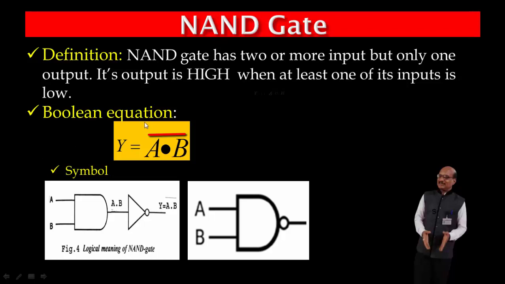The Boolean equation is Y is equal to complement of A and B. So A and B, you have to take the complement of this, that means opposite of this. So Y is equal to (A and B) complement. How should it be read? Y is equal to A and B complement.